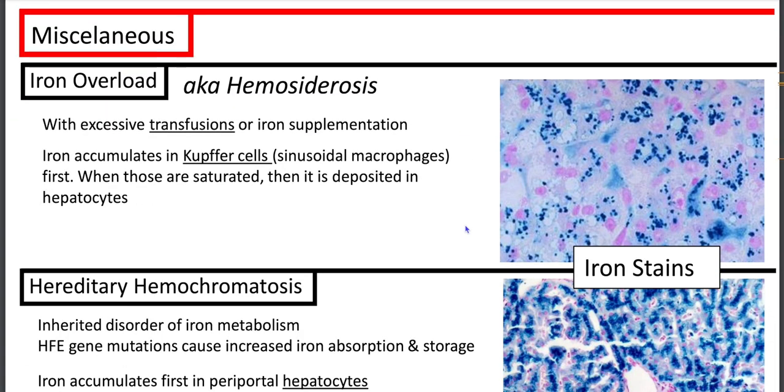Miscellaneous. Iron overload, aka hemosiderosis. This can happen due to excess transfusions, whether you're a hemonc patient and need a lot of transfusions during your bone marrow transplantation, or iron supplementation. And iron accumulates in the Kupffer cells, which are the sinusoidal macrophages, first. When those are saturated, then it deposits onto the hepatocytes.